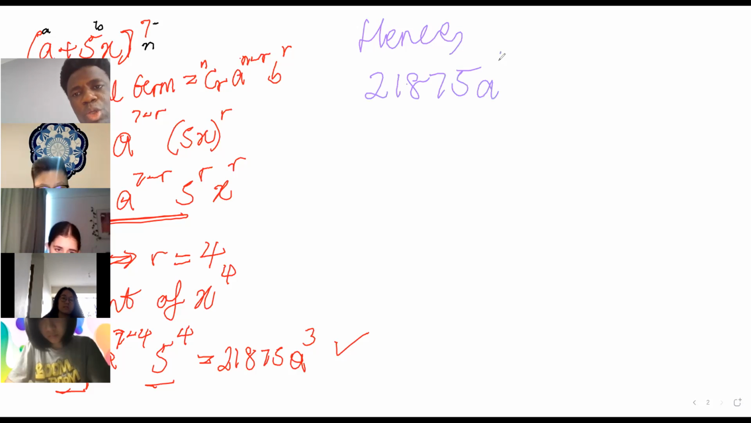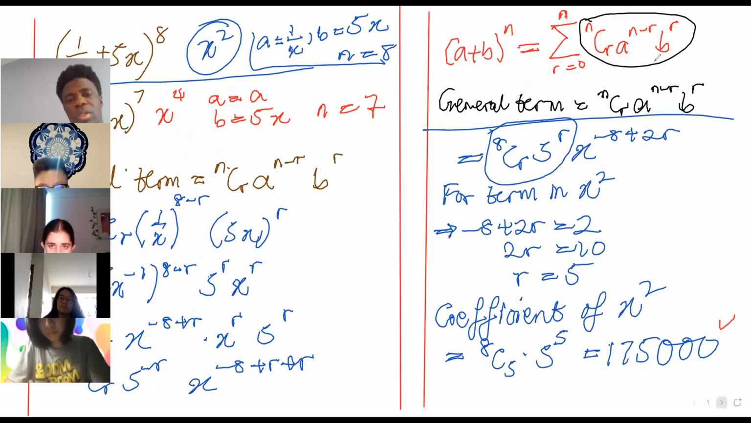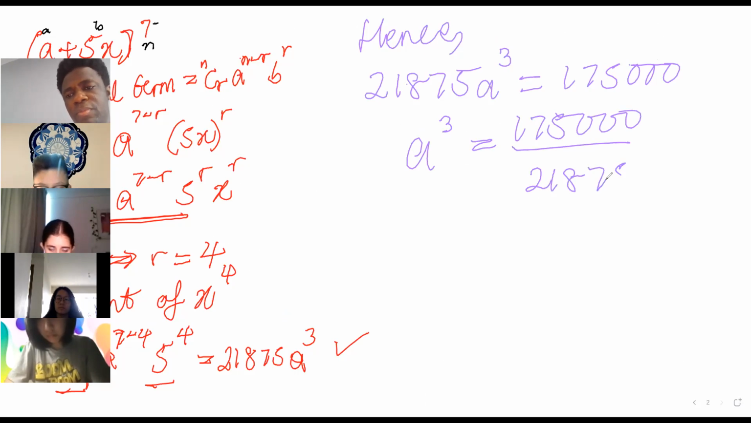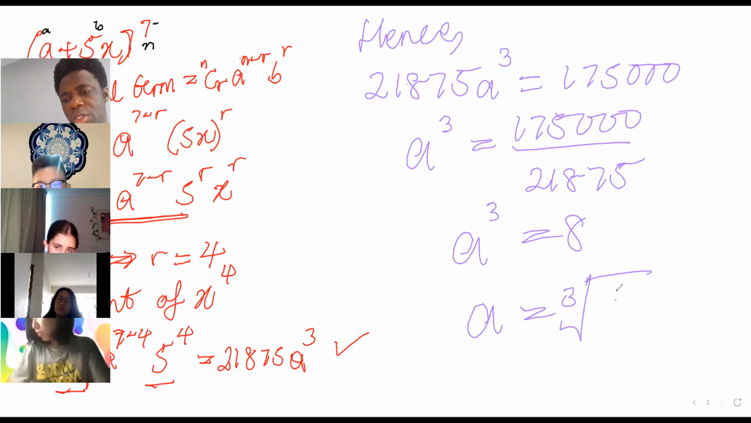You just say the results: 21875 A cubed is equal to 175,000. Am I right? Yeah. So A cubed will be equal to what? 8. Confirm that. Yes. Thank you. If A cubed is equal to 8, then A will be the cube root of 8, which is easily found as 2.